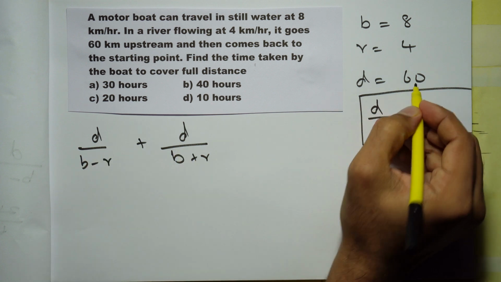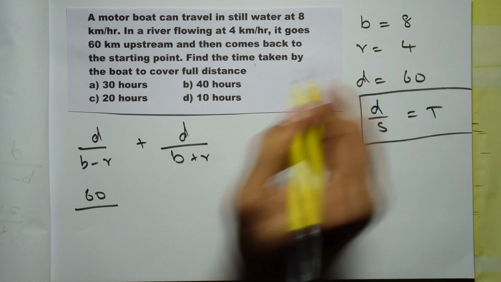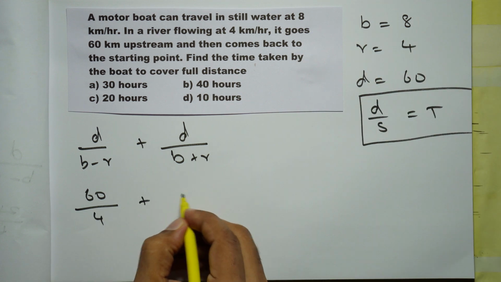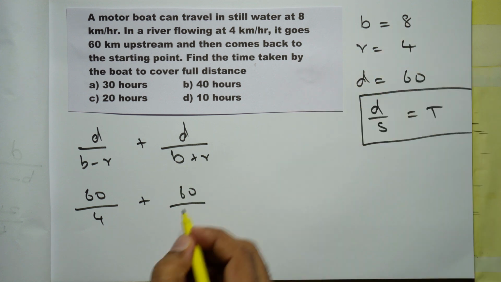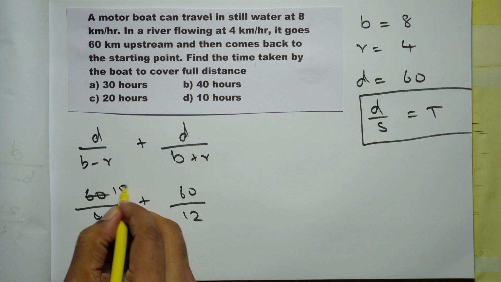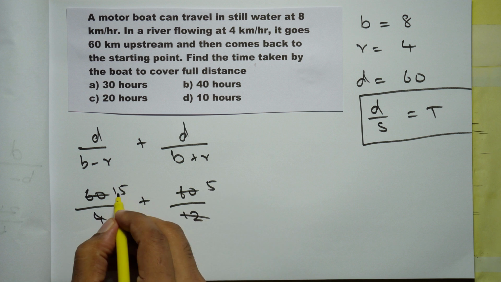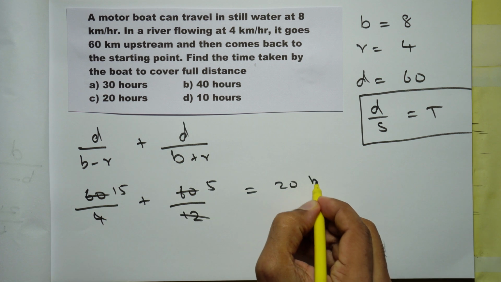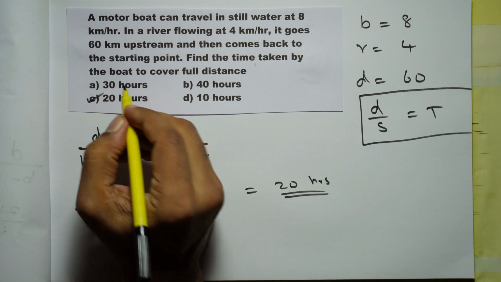Here d is equal to 60, b minus r, that is 8 minus 4 is 4, plus d is equal to 60 by b plus r. 8 plus 4 is equal to 12. Here 4 divides 15 times, here 12 divides 5 times. So total time is 15 plus 5 is equal to 20 hours. So total time required is 20 hours, option C.